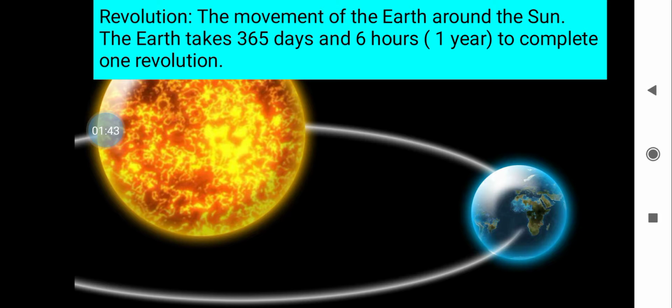Revolution. The movement of the earth around the sun is called revolution. The earth takes 365 days and 6 hours to complete one revolution, or in other words, it takes 1 year to complete one revolution. By the time the earth moves around the sun completely, we complete a year.